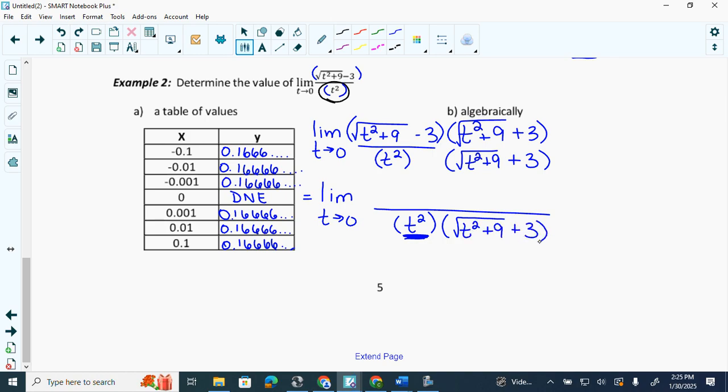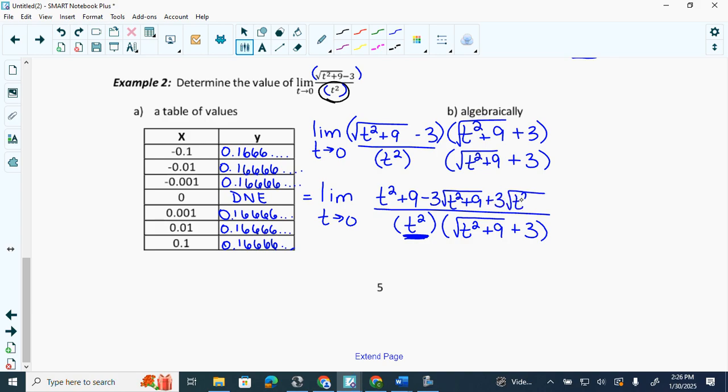And then I'm going to distribute the tops. I always distribute the conjugates because I want that radical to go away. I don't want a binomial. I need something that can go away. So let's distribute. Root t squared plus 9 times root t squared plus 9 is just t squared plus 9. And then I get minus 3 root t squared plus 9 plus 3 root t squared plus 9.